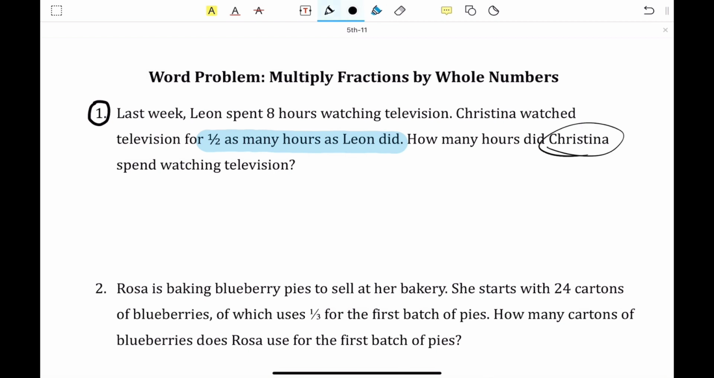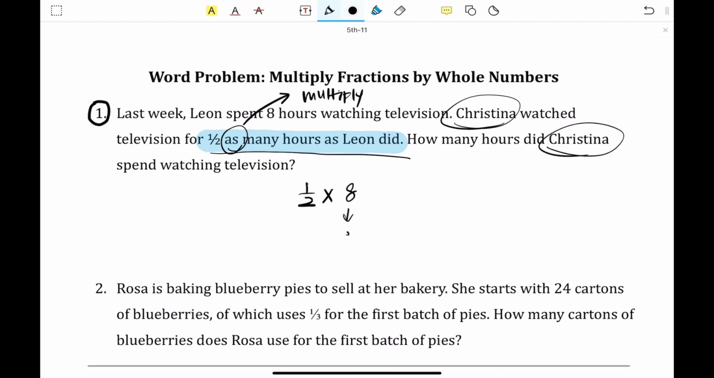So we're trying to find how many hours Christina watched. And she watched half as many as Leon did. So the word "as" here indicates you have to multiply. So when you're trying to find half as many as Leon did, then you're doing half as much as 8 hours. When you do that, you're multiplying. So you're basically doing half times 8.